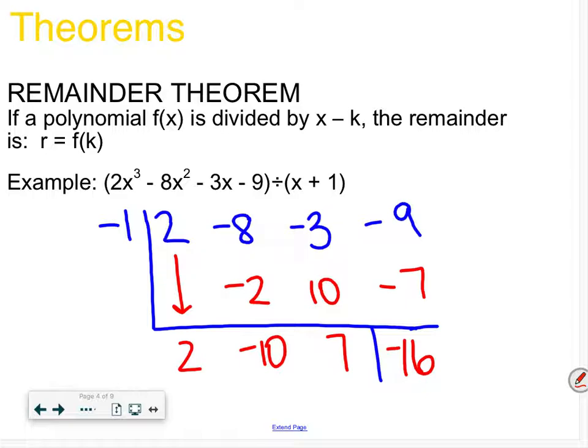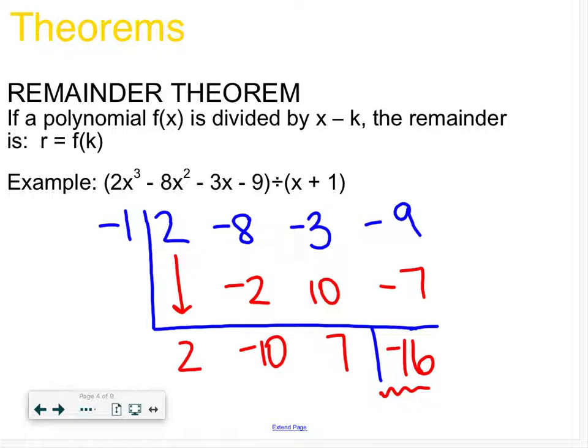Was that on purpose, because you were over the 9 and the 9 doesn't have any x to it? Yeah, so the remainder is always going to be this number when you're in that column, if there's a constant C. Okay. So our remainder is negative 16.